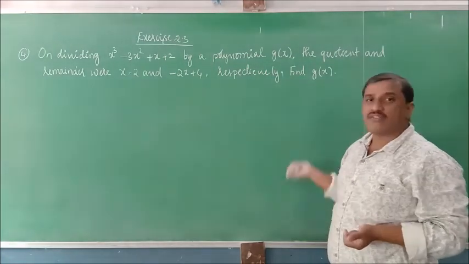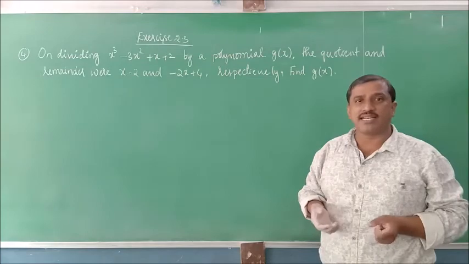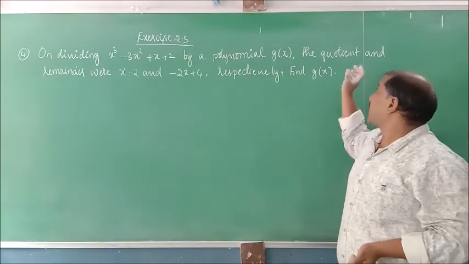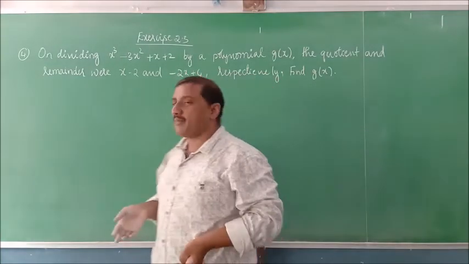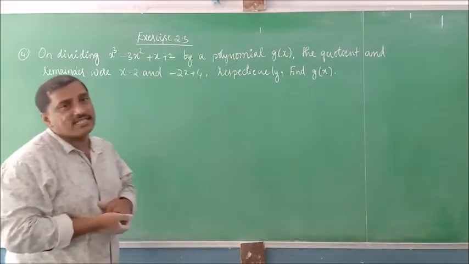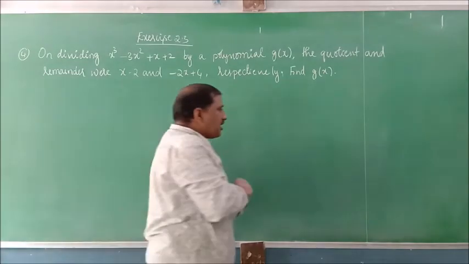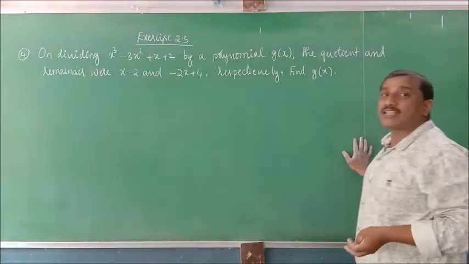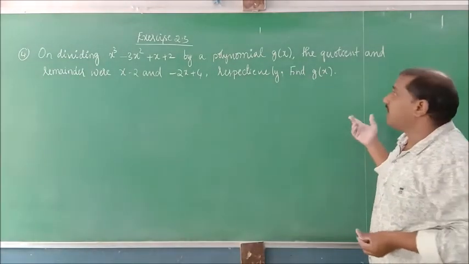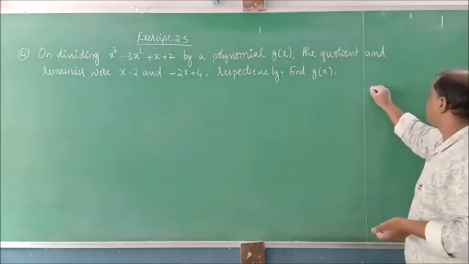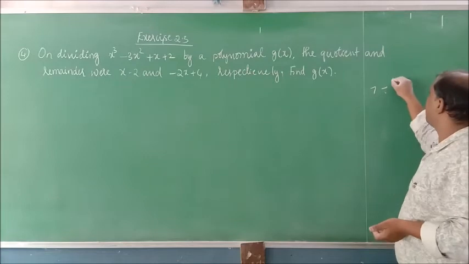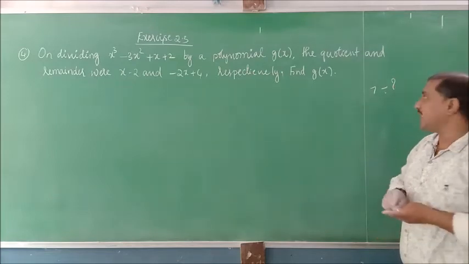Here what is g of x? G of x is nothing but the divisor polynomial. The remainder polynomial is given, the quotient polynomial is given, and the dividend polynomial is given. How to find the divisor polynomial? The same concept we have studied in the lower class for arithmetic. When 7 is divided by 2, or when 7 is divided by some number, the quotient is 3.